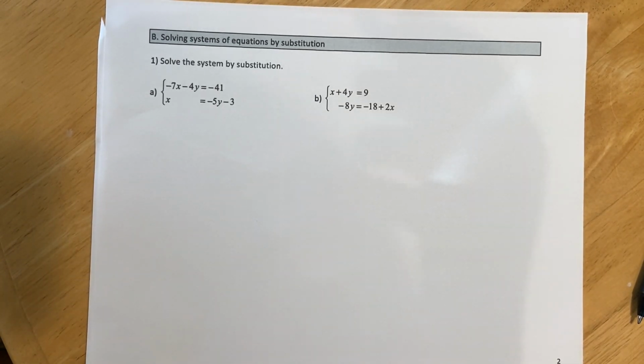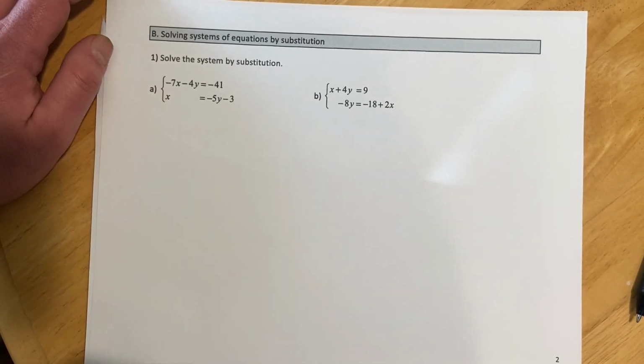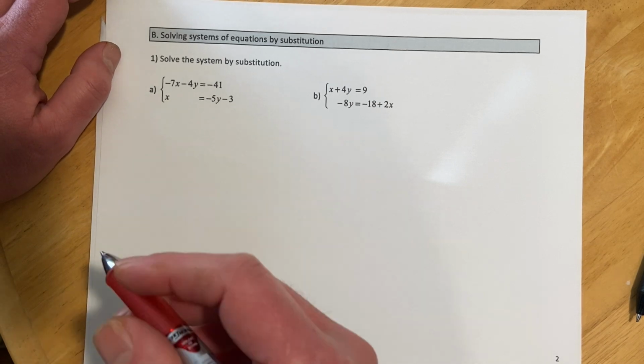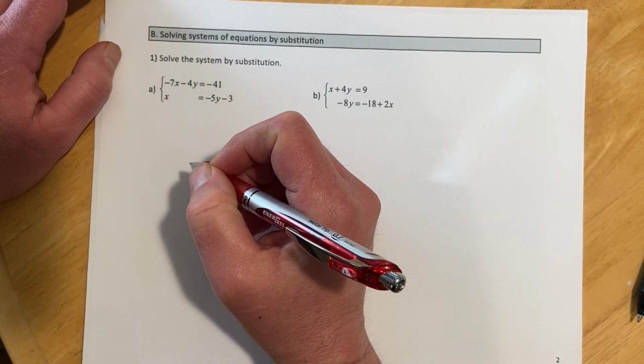Substitution is fine for two variables. It can actually end up kind of messy even in two variables, and it gets less fine as you have more variables. But it's still a good one to have up your sleeve. So in the next video, we'll do elimination. That one's going to be the workhorse, but this one's still good to know.